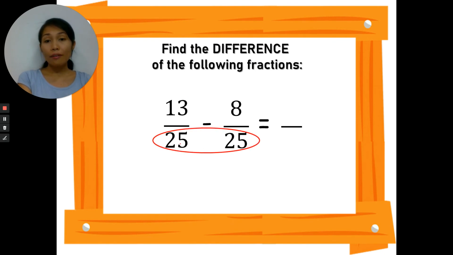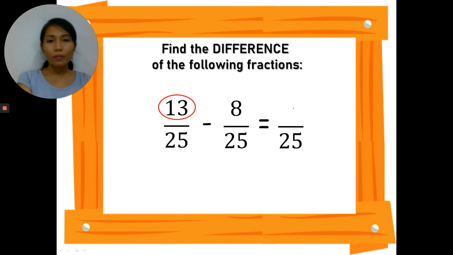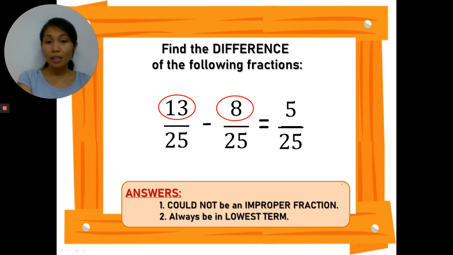Denominators are 25, so let's just copy 25 as our denominator. Now 13 minus 8 is 5. So we got here 5. Now let's see if our answer is already final. Is it an improper fraction? No, it's not an improper fraction, so let's check. Is it in lowest term? Is 5/25 in lowest term?